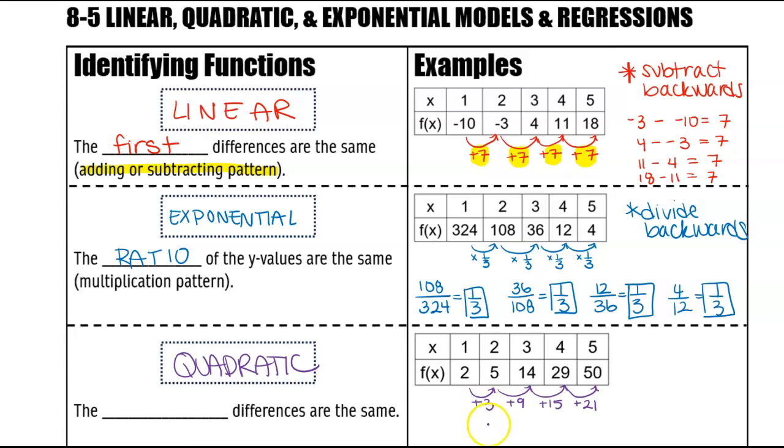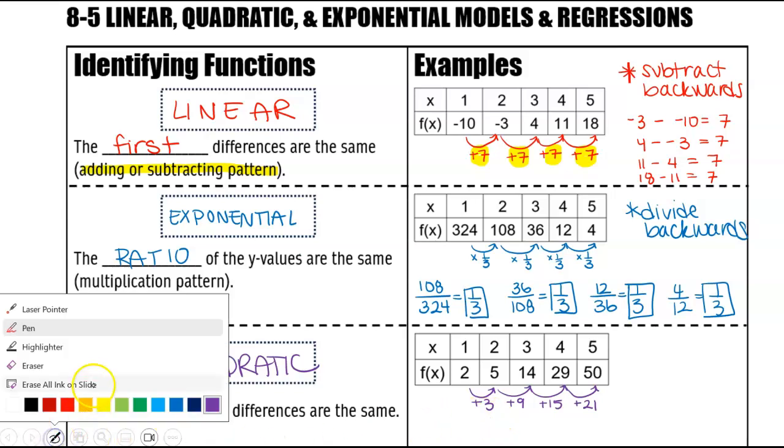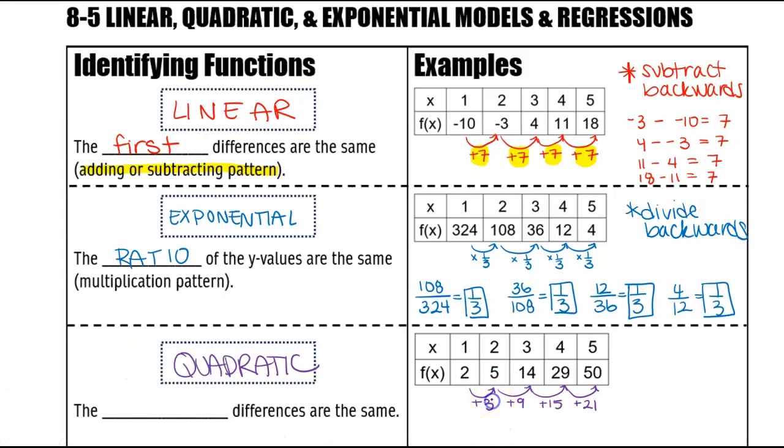But because we're learning about quadratics, what we are going to look at next is the differences of the differences that I just found. So we're going to go one more layer, and we're going to see, how do I go from 3 to 9? I add 6. How do I go from 9 to 15? I add 6. How do I go from 15 to 21?